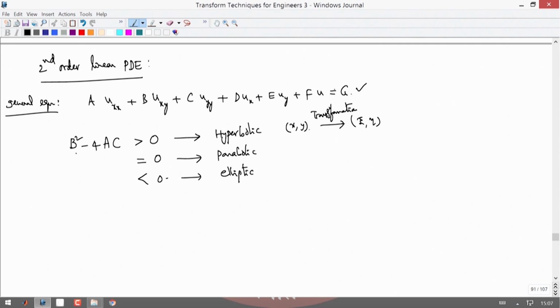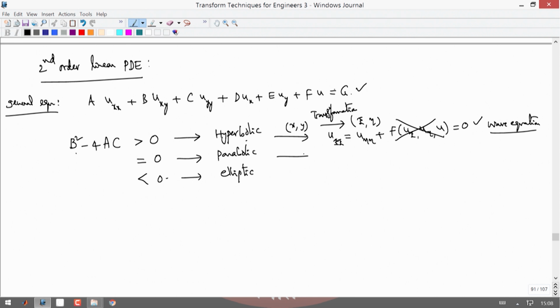In the typical hyperbolic case, what you get is u_xi eta equal to lower order terms, that is a function of u_xi, u_eta and u, where u is a function of xi and eta, equal to 0. This is how the typical hyperbolic equation looks. If you consider the lower order terms equal to 0, this is exactly your wave equation.